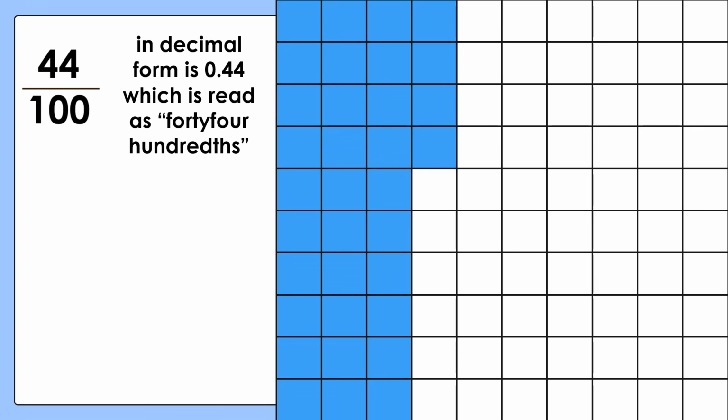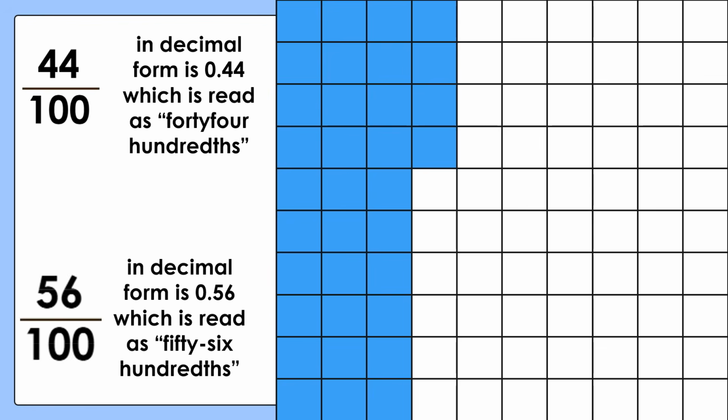Forty-four hundredths in decimal form is 0.44, which is read as 44 hundredths. And 56 hundredths in decimal form is 0.56, which is read as 56 hundredths.